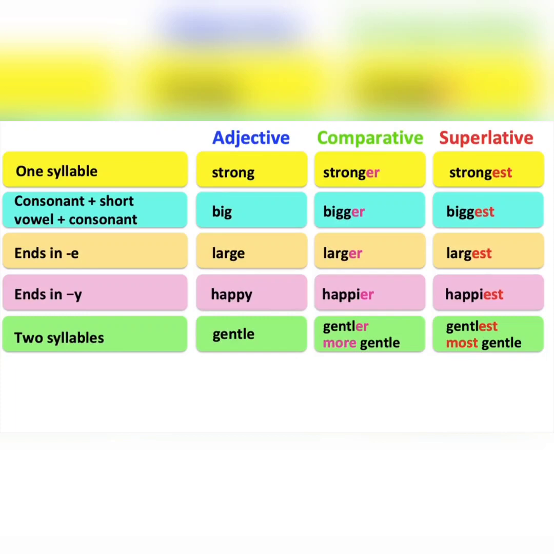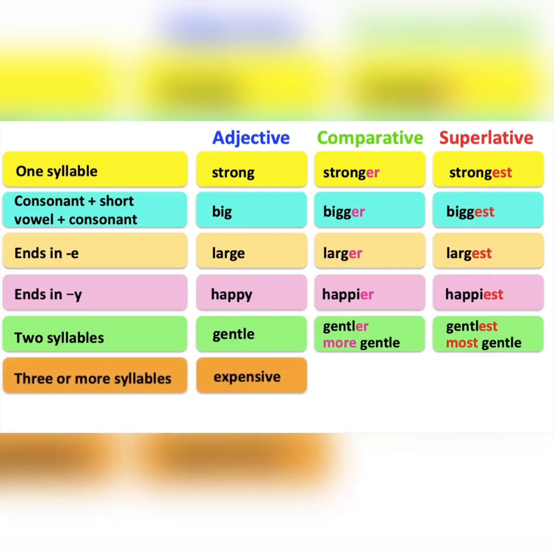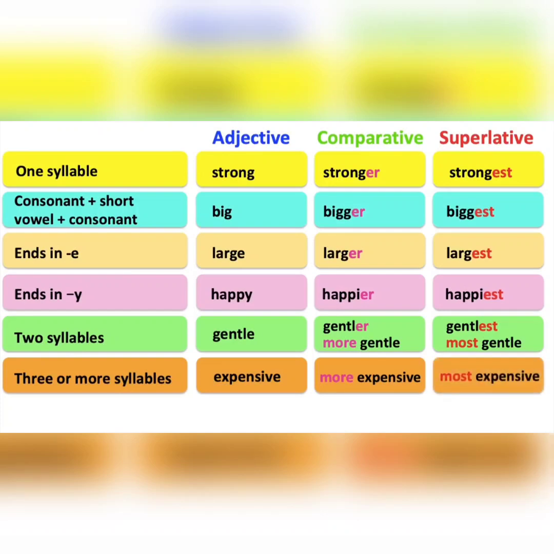For adjectives with three or more syllables, we can form the comparative by inserting more before the adjective. For example, expensive becomes more expensive. A common mistake is to add er: expensiver. However, this is incorrect. We say more expensive. When forming the superlative adjective, we insert most before the adjective. Most expensive.